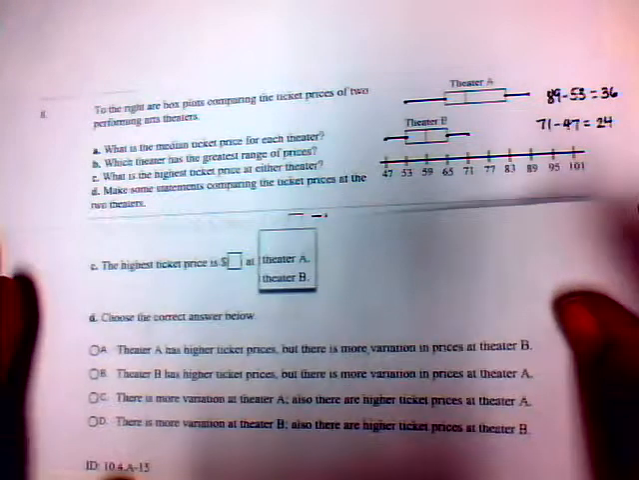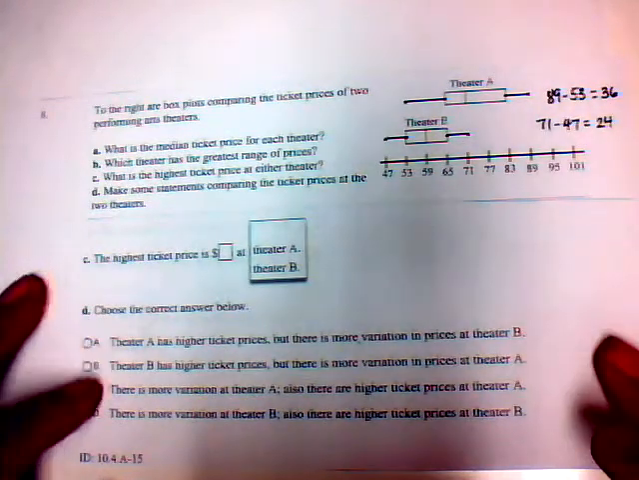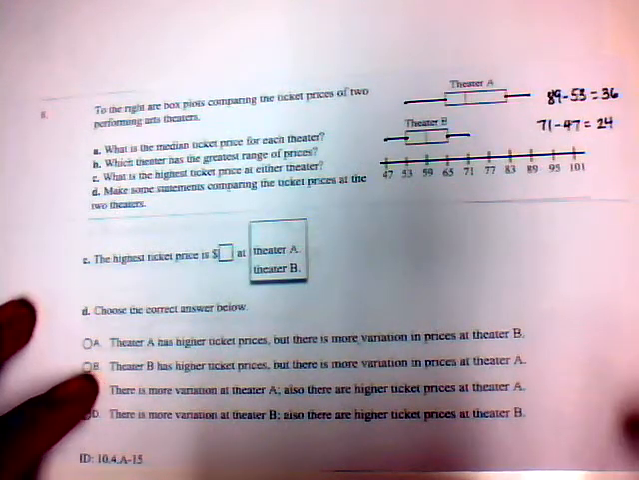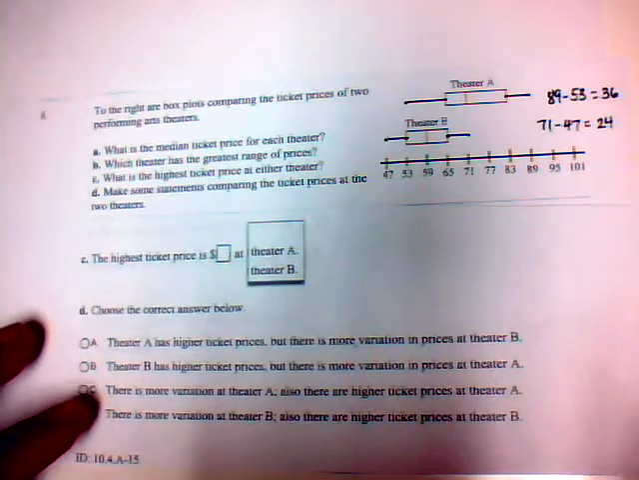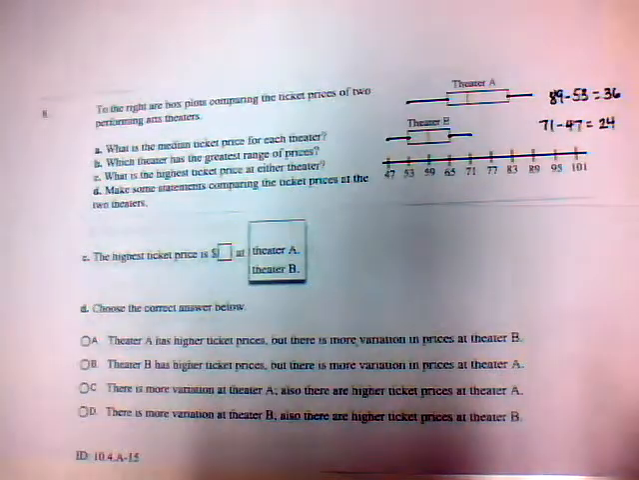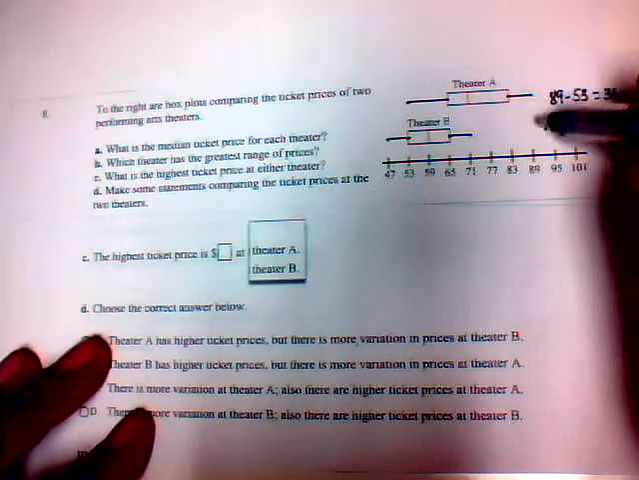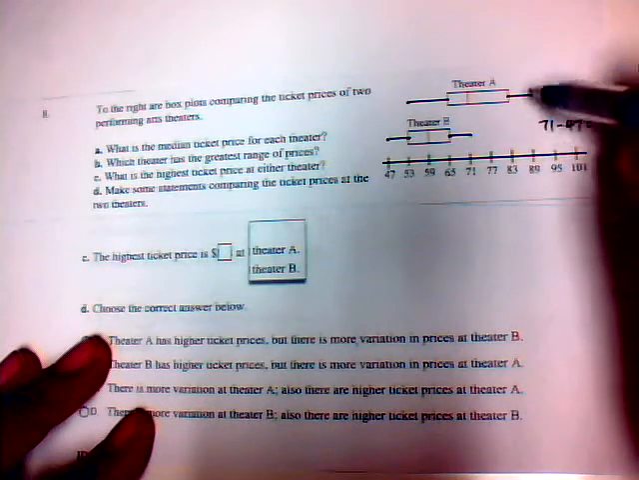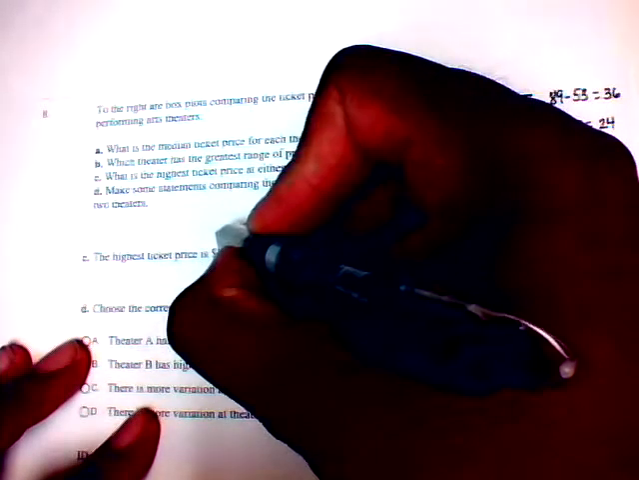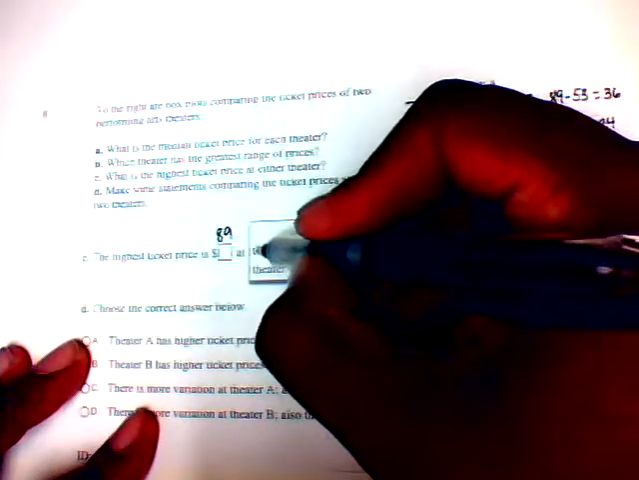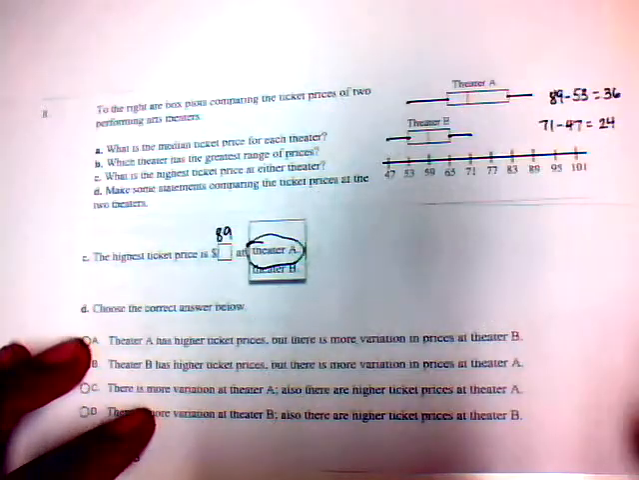Okay. Now part C, the highest price ticket is how much at which theater? Well, the highest price ticket by looking at this is just 89. That's the highest. And it's in theater A. So here, $89 at theater A.